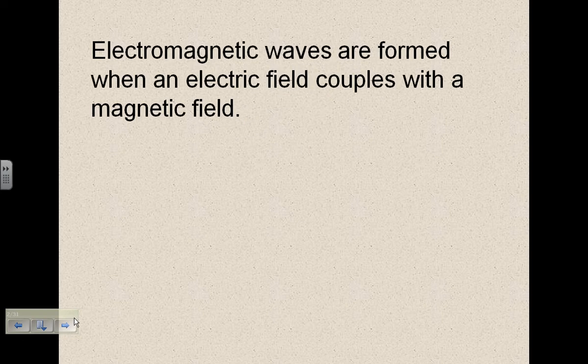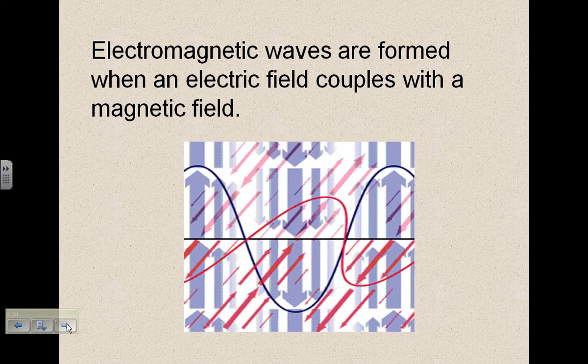Electromagnetic waves are formed when an electric field couples with a magnetic field, and they're perpendicular to each other.